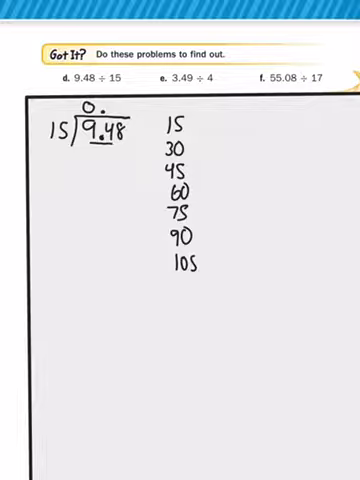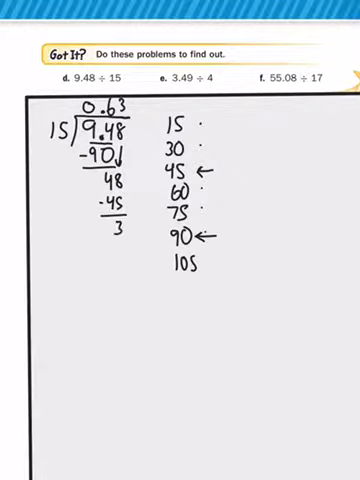So 15 goes into 94, that's 1, 2, 3, 4, 5, 6 times, which is 90. I'm going to subtract the 4 and bring down the 8. Now, how many times does 15 go into 48? It goes in 3 times, which is 45. I'm going to subtract the 3, and remember, this is where you would say remainder 3, but no more.